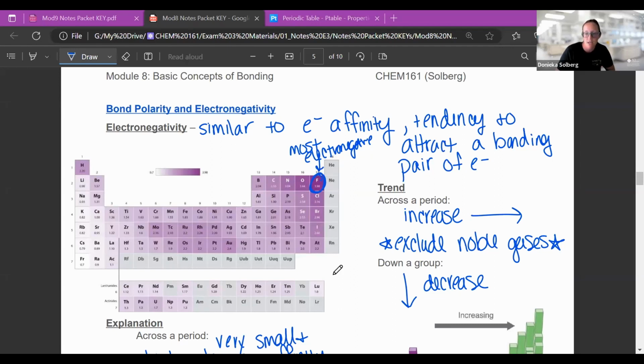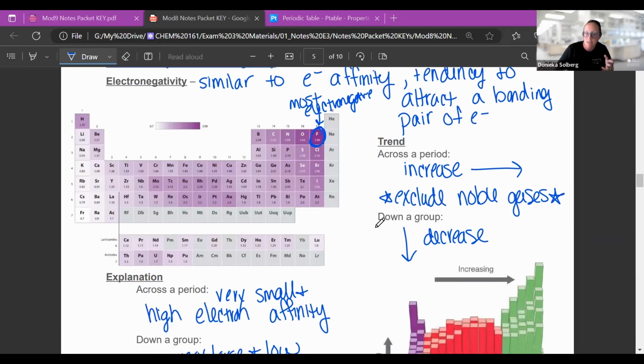Remember, the noble gases don't want any electrons, so we ignore them. Fluorine is the most electronegative, and then it kind of goes back from there. So electronegativity goes up and to the right, like most of our other properties do. It increases from left to right, excluding the noble gases, and it decreases as we go down. As they get bigger, they aren't able to attract as much because of distance.